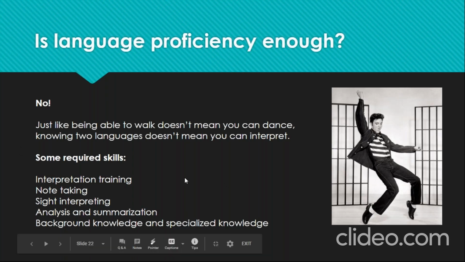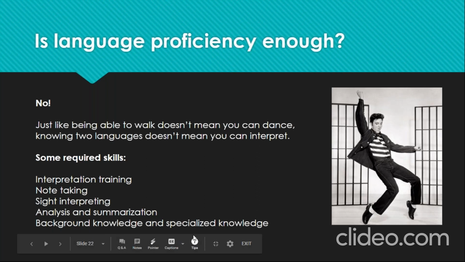Well, of course, you need to be good at analyzing information and summarizing in some cases without skipping any important term or any important piece of information. So you have to be very good at critical thinking in this case. And then you need to have very good background knowledge and specialized knowledge.